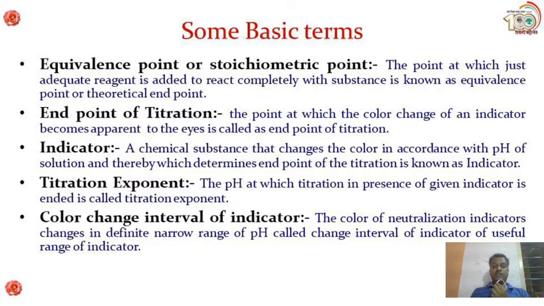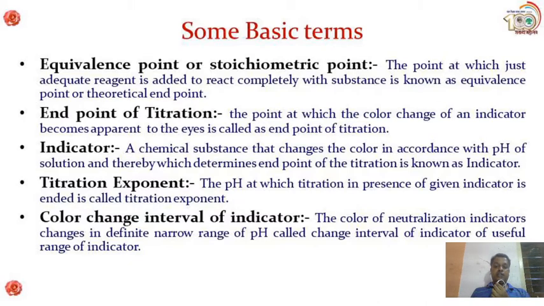Indicator: a chemical substance that changes the color in accordance with pH of solution and thereby determines the end point of the titration is known as indicator. Titration exponent is a very important term. The pH at which titration in the presence of a given indicator is ended is called titration exponent.